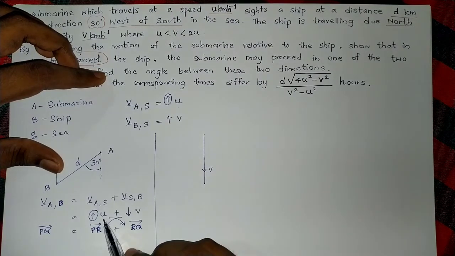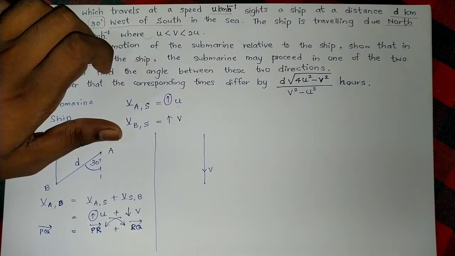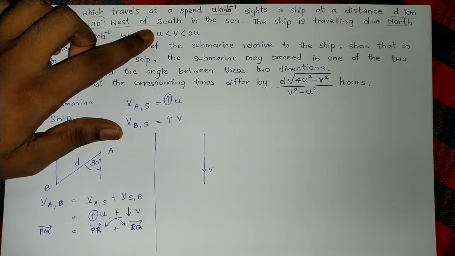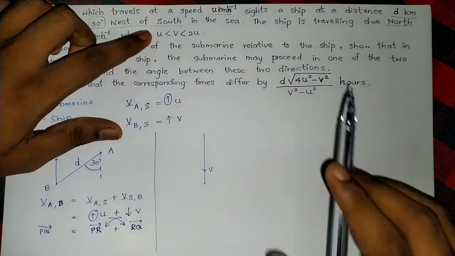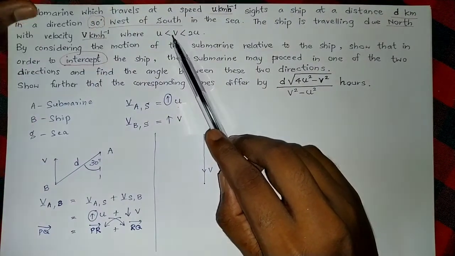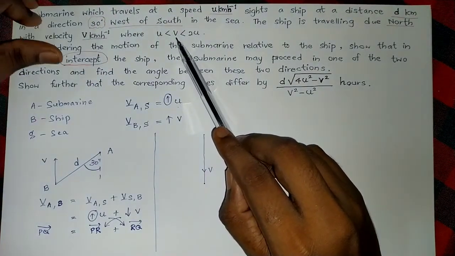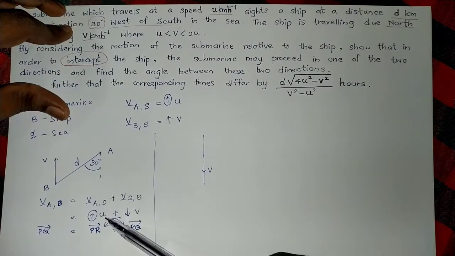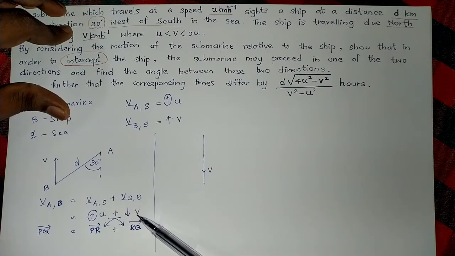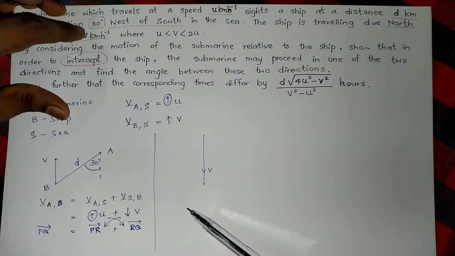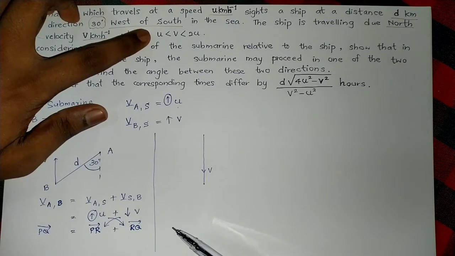Second vector is u. From this inequality, we can compare the magnitudes of u and v. They have given u is less than v. That means the second vector which I am going to draw now is shorter in length than the first vector which I have already drawn. So that is taken from the inequality given in the problem.